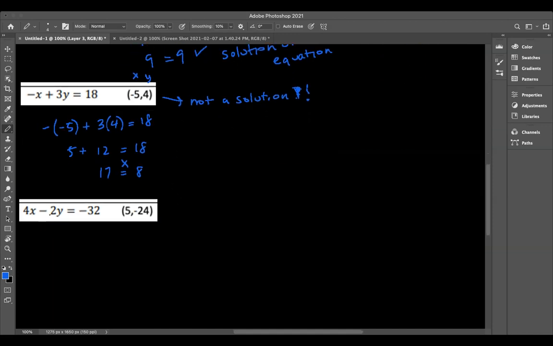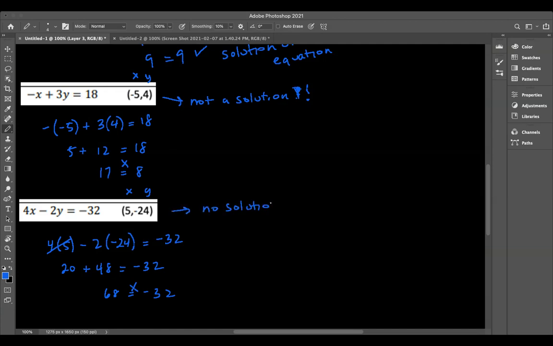So we have 4x minus 2y equals negative 32. Again, we're just going to plug in a value. This is x, this is y. So let's plug them in. We have 4 times negative 5, minus 2 times negative 24, equals negative 32. This is negative 20, and this is plus 48, because negative 2 times negative 24 gives us 48, and that's positive. So we have negative 20 plus 48, which equals 28, and that equals negative 32? No, that is not a solution. Okay, and that would be it.